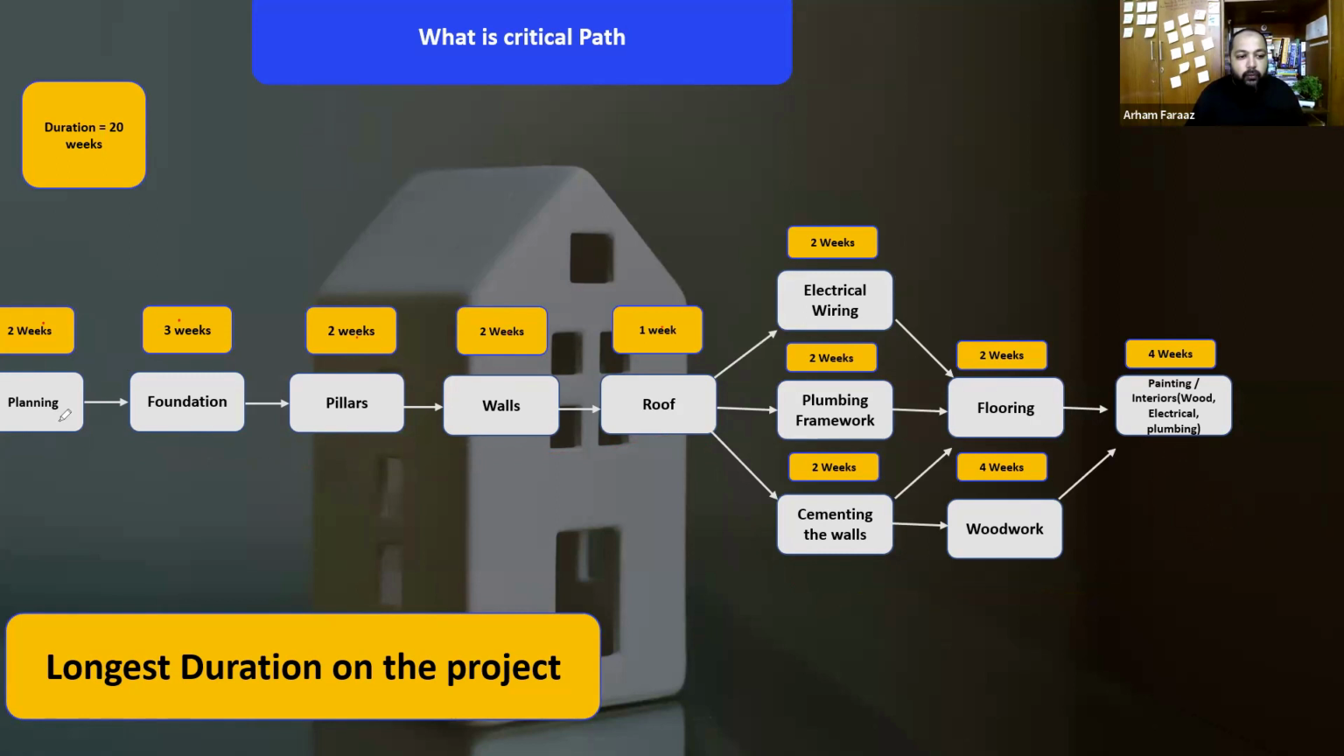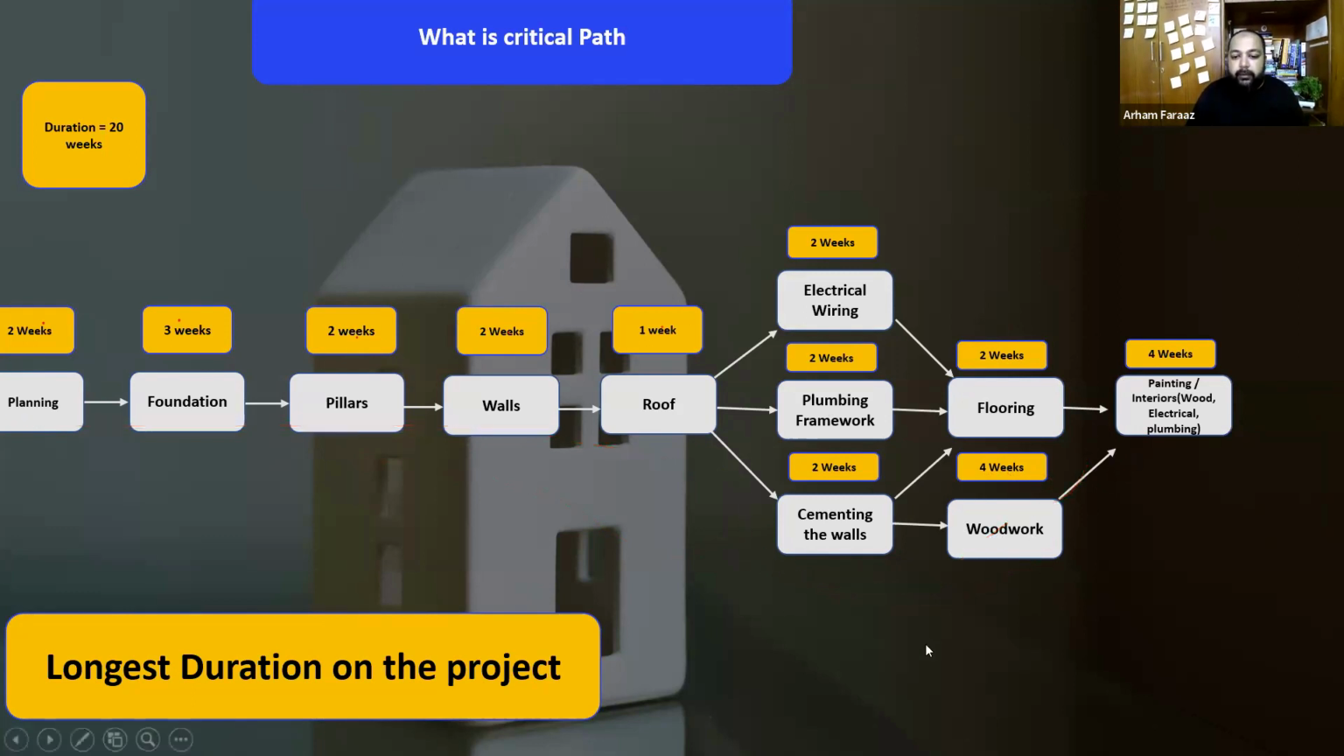Okay, there is no float in this path. Whereas if you take this path, it comes to 18 weeks against 20 weeks. We'll talk about float soon. So you'll see a float of 2 weeks, right? The critical path has no breathers, no buffers, so the float is 0 on the critical path.